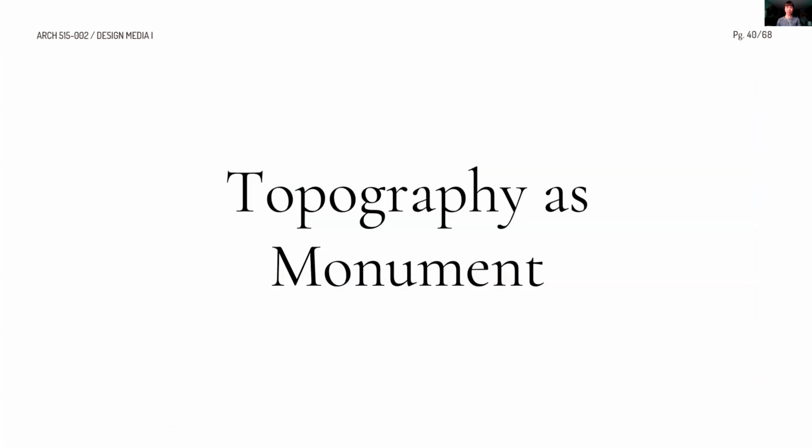A subtle difference from the memory of structures and landscapes is the use of topography as a monument. We often see monuments dotting the landscape, as in memorial spaces, urban plazas with commemorative statues and fountains, or in cemeteries. But topography can also act as a monument itself.